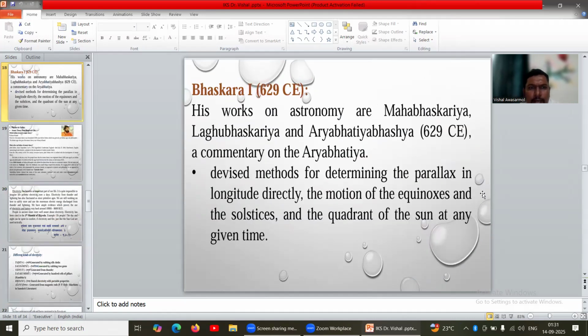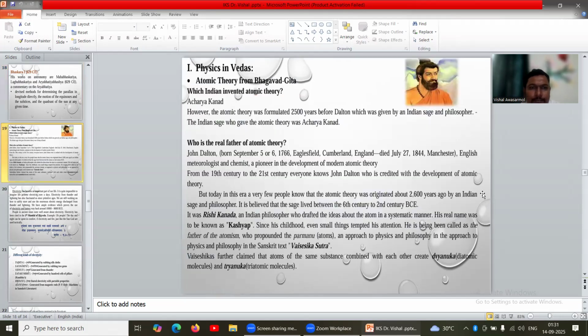Now we see Bhaskara I in 6th to 9th century. His works on astronomy are Mahabhaskariya, Laghu Bhaskariya, and Aryabhatiya Bhashya, a commentary on the Aryabhatiya. He devised a method for determining the parallax in longitude directly, the mention of the equinoxes and the solstices, and the quadrant of the sun at any given time.